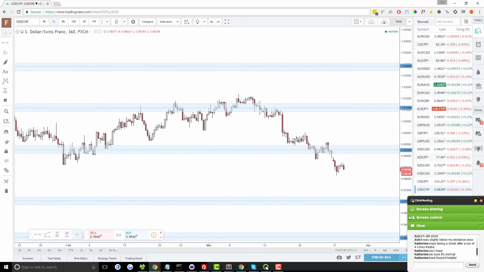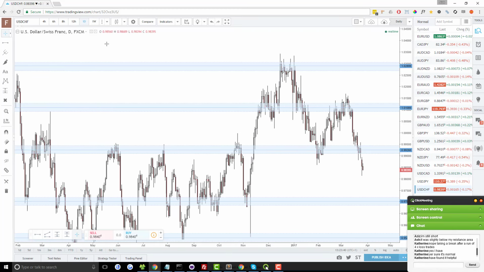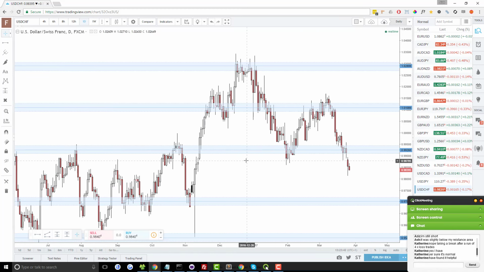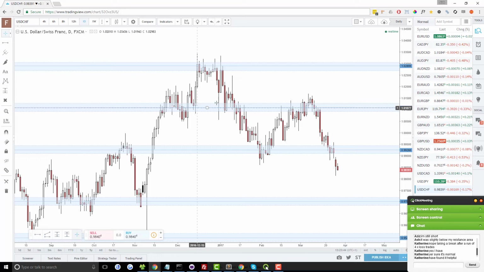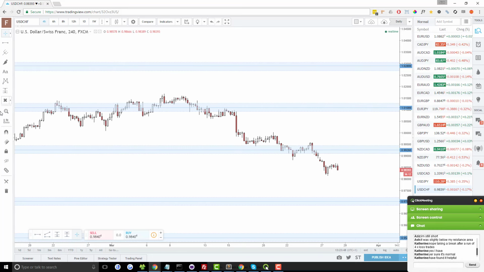USDCHF, what's up with that? It's in between two support resistance areas. Although, yeah, no, it's in between two support resistance areas. Well, that is some very boring analysis for my first day back.